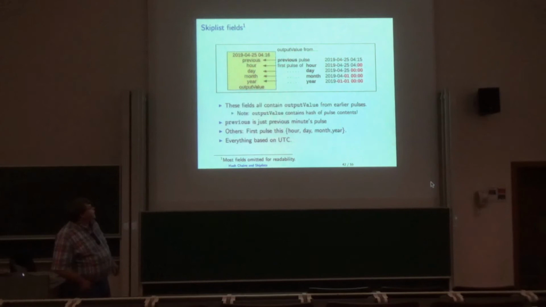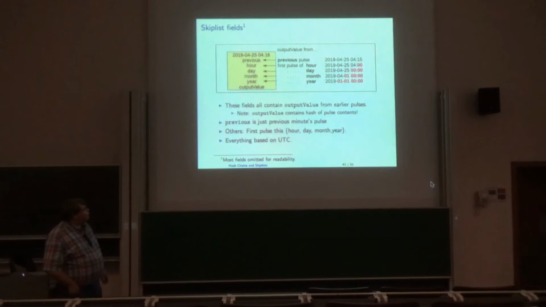Again, I want to talk about these fields that I skipped over before. These are new fields in the pulse. Along with previous, there's also hour, day, month, year. All of these have the output value from some previous pulse. Obviously previous is the previous pulse, just like it says on the label. The first pulse of each hour is recorded, the first pulse of each day, each month, and each year.